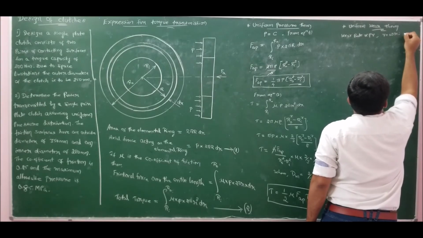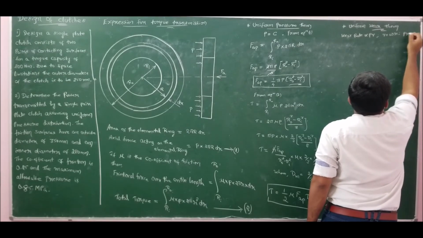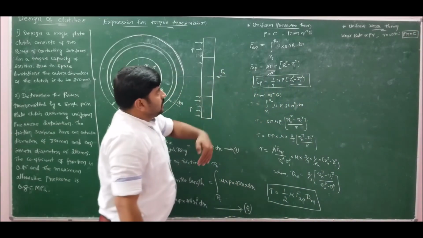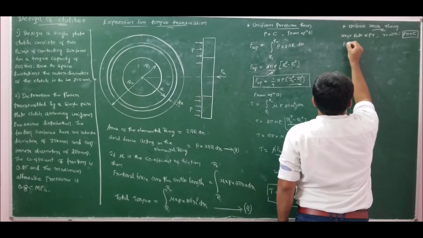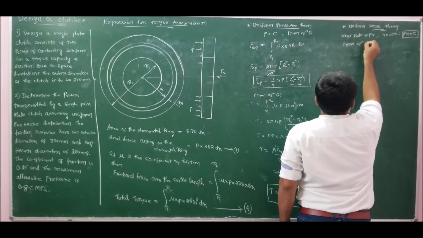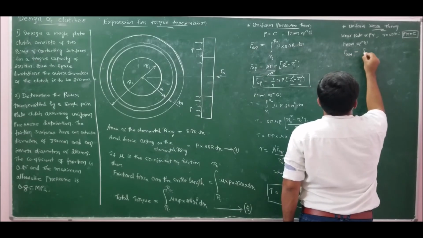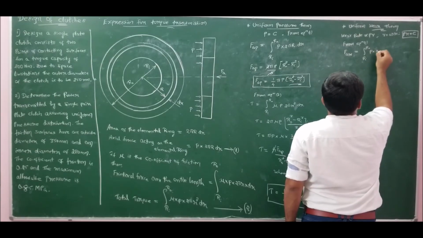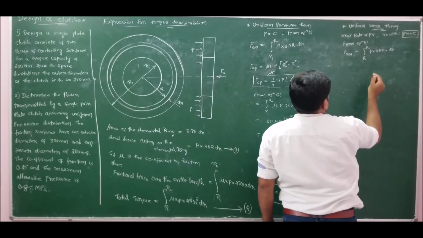So substituting for velocity, we have angular velocity times the radius. Hence, we can take pressure into radius is equal to constant for uniform wear theory. If I employ the same thing from equation 1, axial force based on uniform wear theory is equal to integral from Ri to R0 P into 2 pi r into dr, where the product of pressure and radius is constant.